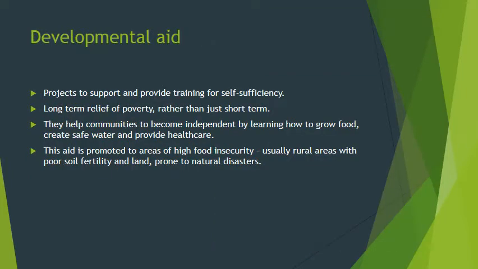The other way that aid can be given is as developmental aid. So it's not just that one-off aid to quickly get people through a disaster, but it's actually projects where people like World Vision go in and they train the community members to try and get them to be self-sufficient. It's looking at long-term goals rather than just short-term. And they're helping communities to try and become independent, learning how to grow food, looking at how they can do things better so that the community benefits from that.